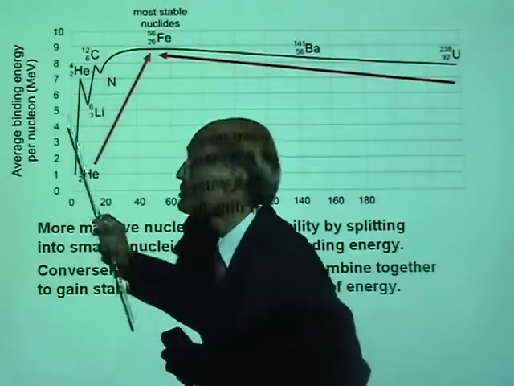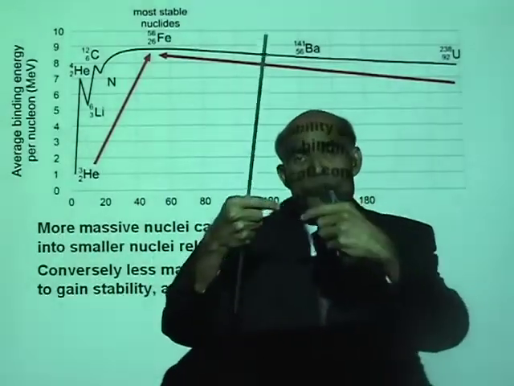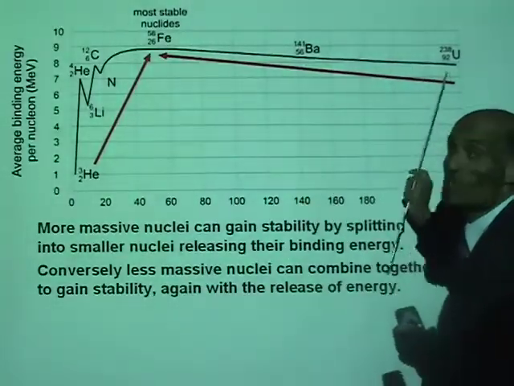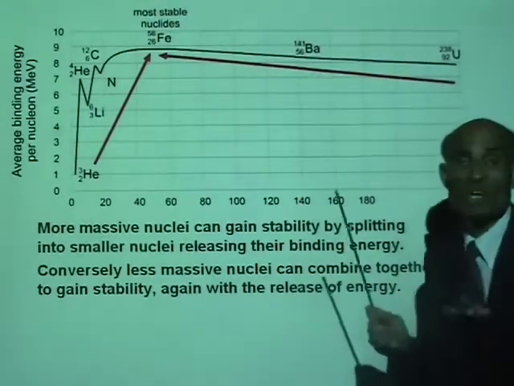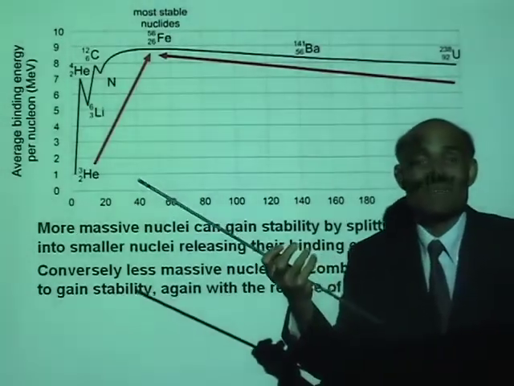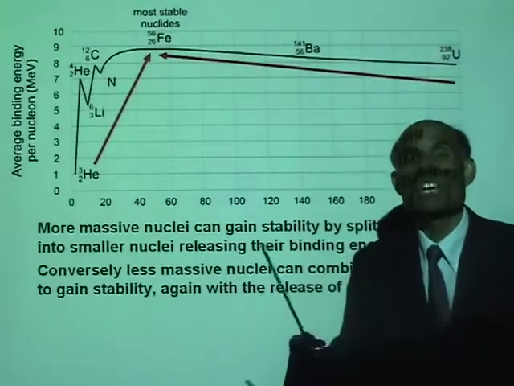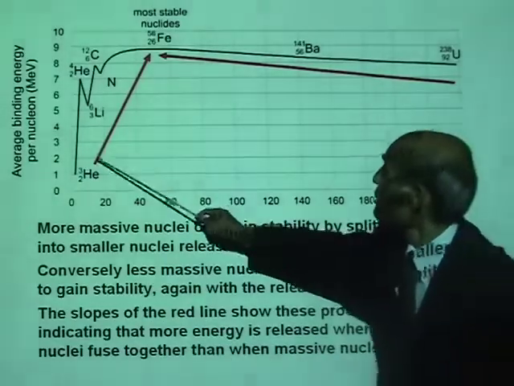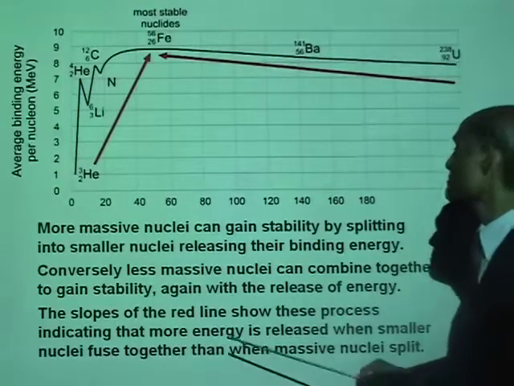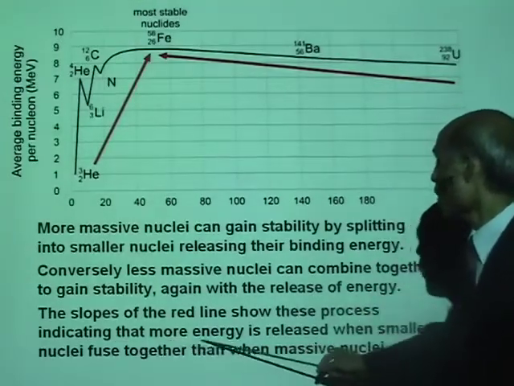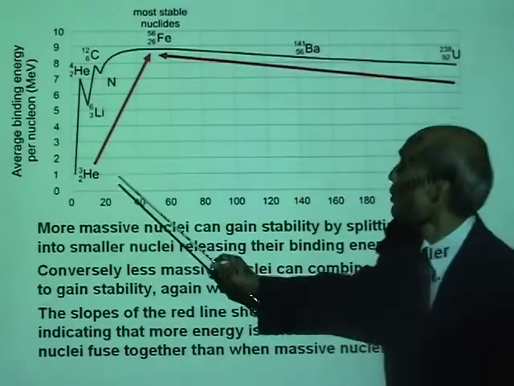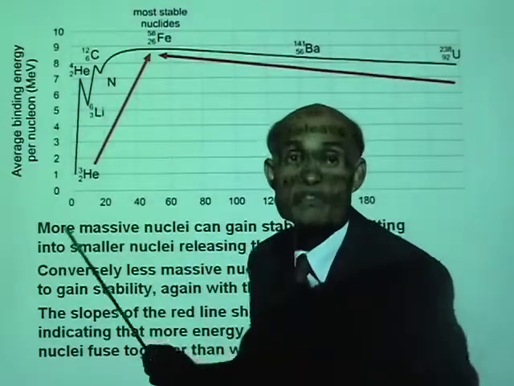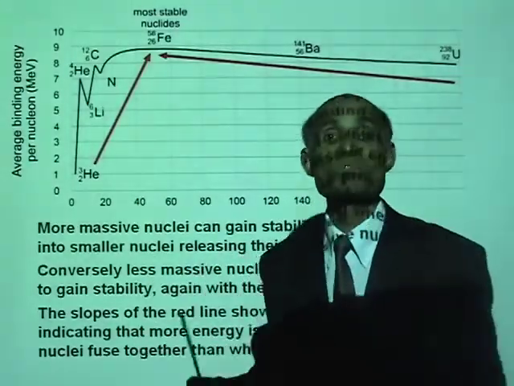So one way to produce nuclear energy is to use the process of nuclear fusion. Another way to produce nuclear energy is to make massive nuclei split into pieces. And that process is called nuclear fission. Now, the slopes of the red line show these processes, indicating that more energy is released when smaller nuclei fuse together. In fact, nuclear fusion is a much more efficient way to produce energy.